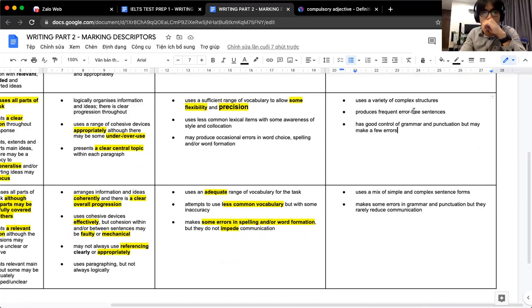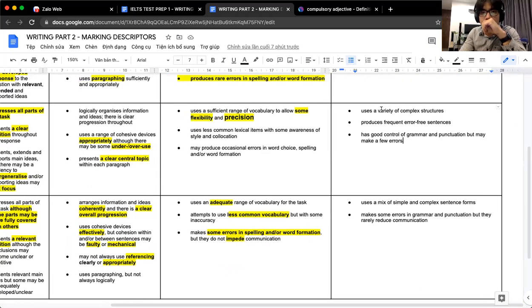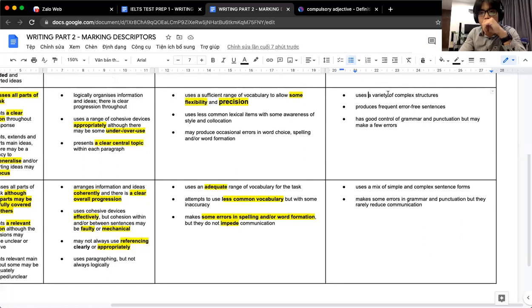That is very important. All right, now band 7: you use a variety of complex structures, a variety of, not a wide range. So basically it means you use different structures. Frequent, error free. Again, what do you mean by frequent? Do you mean like 70% of them is correct or what? We don't know. So avoid making mistakes. Has good control of grammar and punctuation. It is interesting.